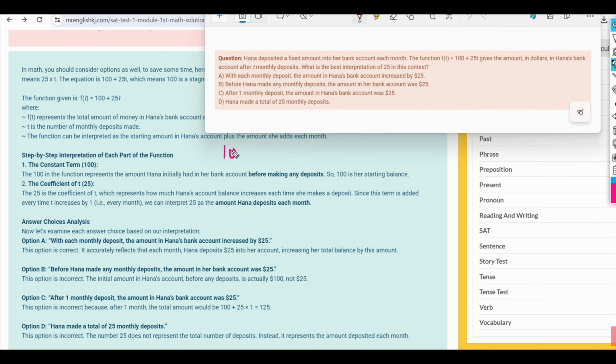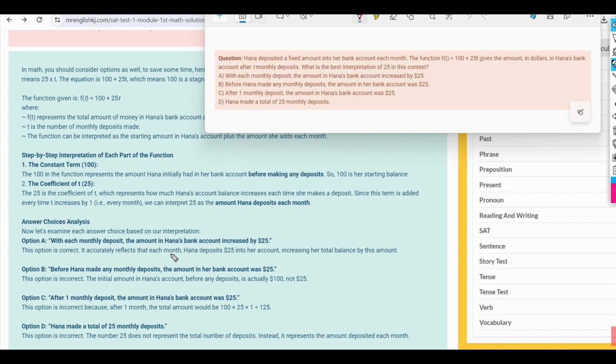We know 100, that is the initial amount, 25 and t. Now we know t is the time, 100 is the constant, and 25 we are adding every month. So the question asks what is the best interpretation of 25 in this context. It can ask you anything. Now you know everything. Suppose a different question asks you about this one, you know that it is a constant value. It is not changing. It will always be something related to time, meaning a frequency that changes. That's why you can see it in t, always remember that. Whether it is x, y, or z, doesn't matter.